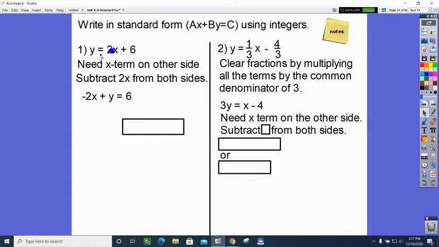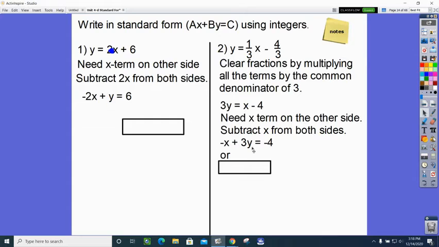Now remember what we did over here. This x needs to come back over here. So we're going to subtract x from both sides. When we subtract x, we're going to put not x on the other side, but -x.